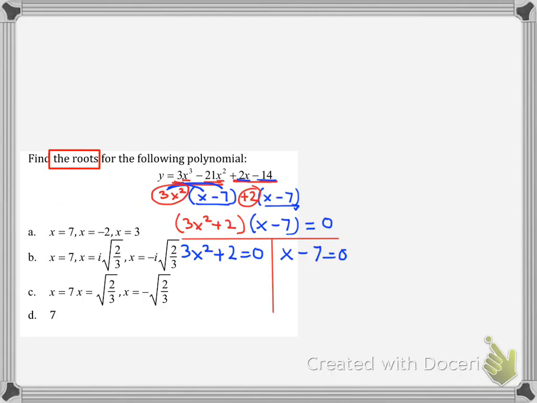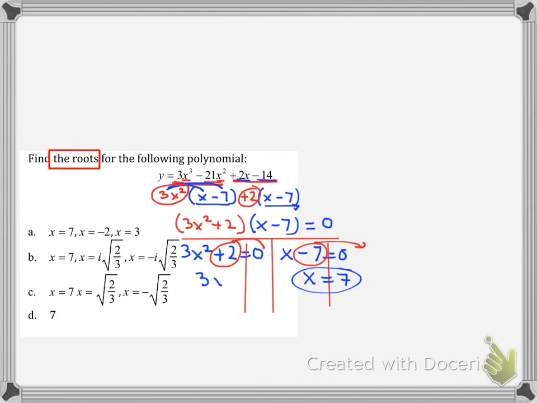The second one's very easy to solve. I'm going to draw the line. I'm going to move my 7 to the right. A negative 7 becomes a positive 7. That's my first solution. On the second one, I'm going to draw the line. I need to leave the x by itself. First, I'm going to move my 2 to the right. A positive 2 becomes a negative.